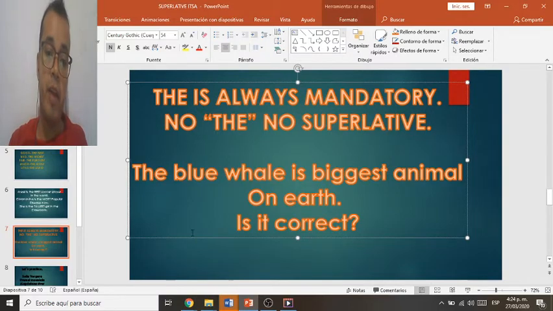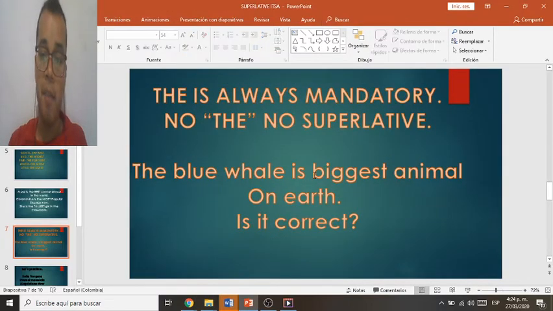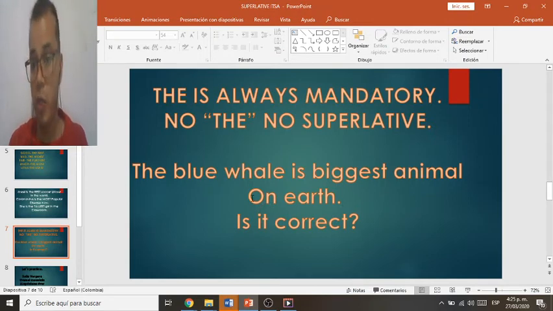Let's put here this example. We have here, the blue whale is the biggest animal on earth. Is it correct? I mean, I think that I pronounce it good, but you can see here that it says the blue whale is biggest animal on earth. Is it okay? No está correcto. ¿Por qué no está correcto? Porque no hay the, no le colocaron the. The blue whale is the biggest animal on earth. Now, if I say the, it's okay.